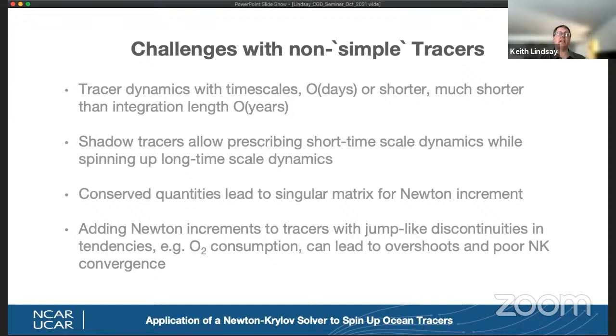And there's also complications if you have jump-like discontinuities, for instance, if oxygen consumption drops off when oxygen concentrations are low. What look like discontinuities to the Newton-Krylov solver can lead to overshoots and poor Newton-Krylov convergence. These are some of the reasons why applying the technique to the BGC tracers wasn't working well when we transitioned from the simple tracers to the non-simple tracers.